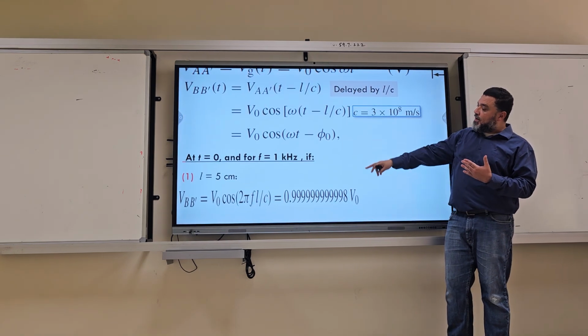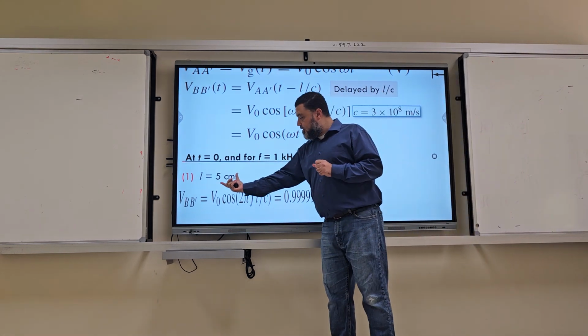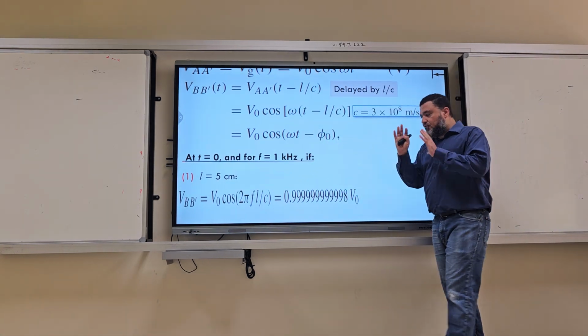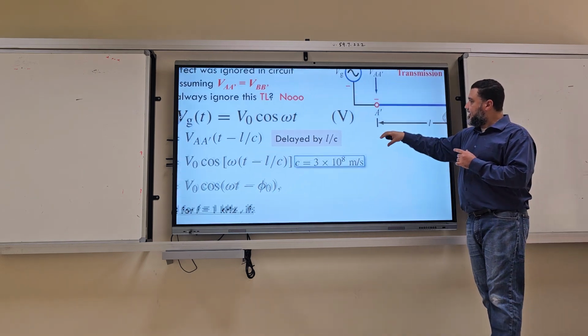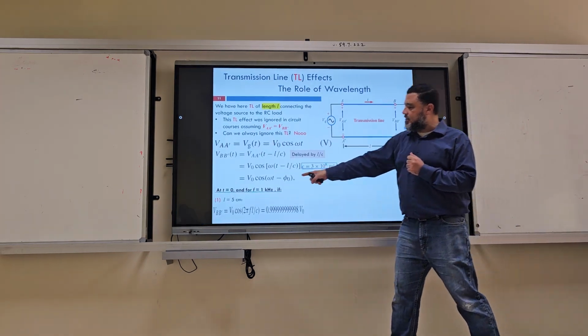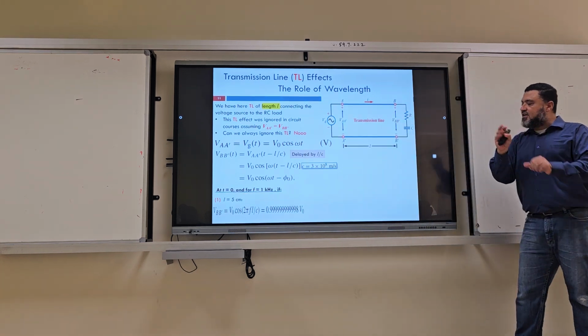So the voltage dropped by how much? How much is the drop? Something like 0.00000-something, which we can ignore. So for a length of 5 centimeters at this frequency, the two voltages are almost the same. When the line is only 5 centimeters at 1 kilohertz, the two are very similar.